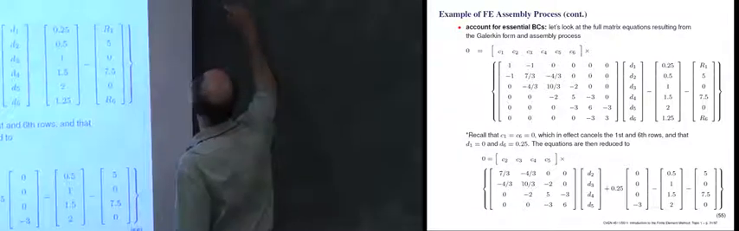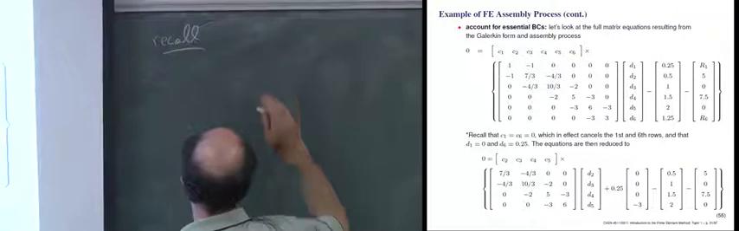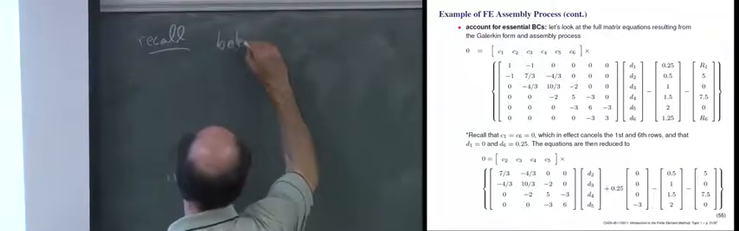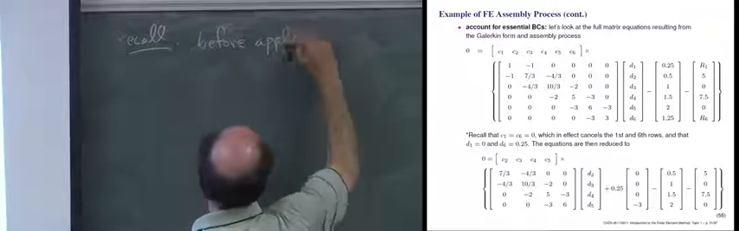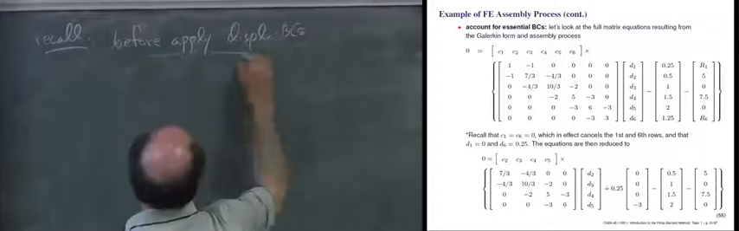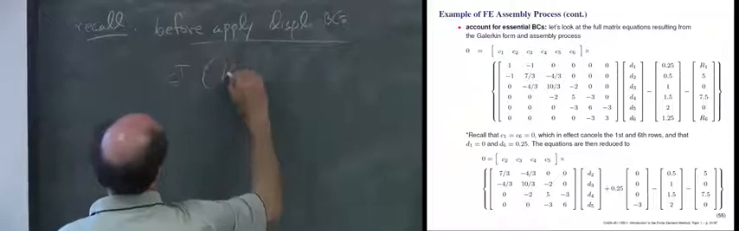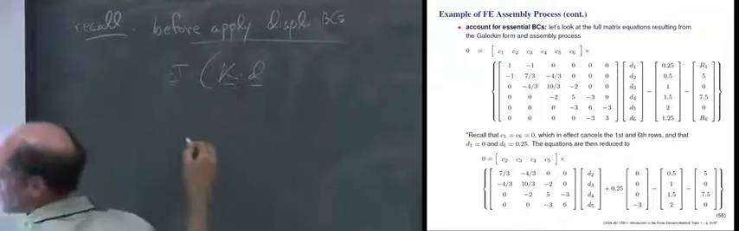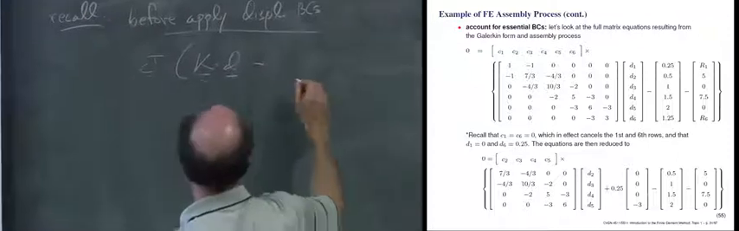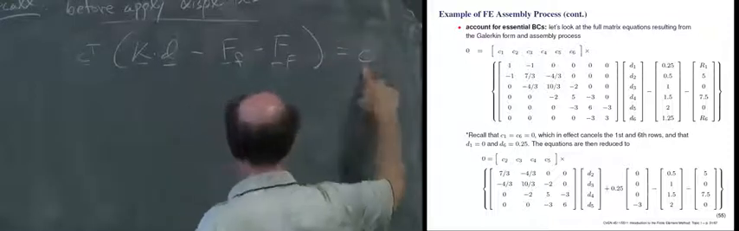Okay, so recall basically the Galerkin form. What you see here is, before we apply displacement BCs, we have something that looks like this. We have C transpose, and we have K D minus F sub little f minus F sub big F, all equals 0. It's still a scalar equation.